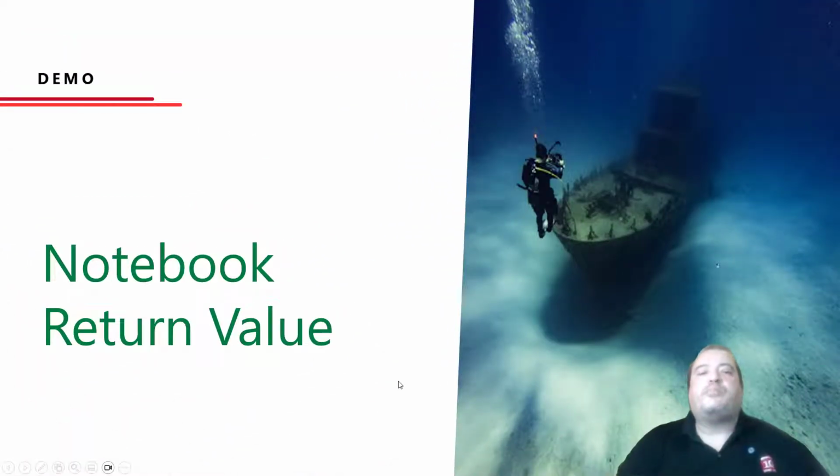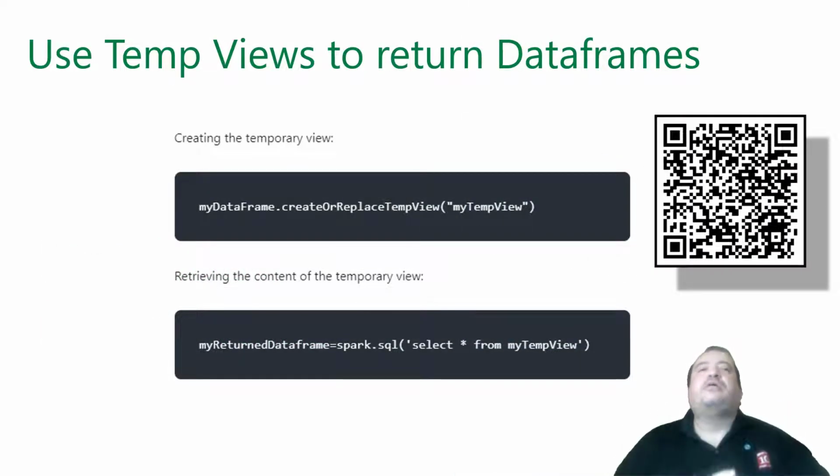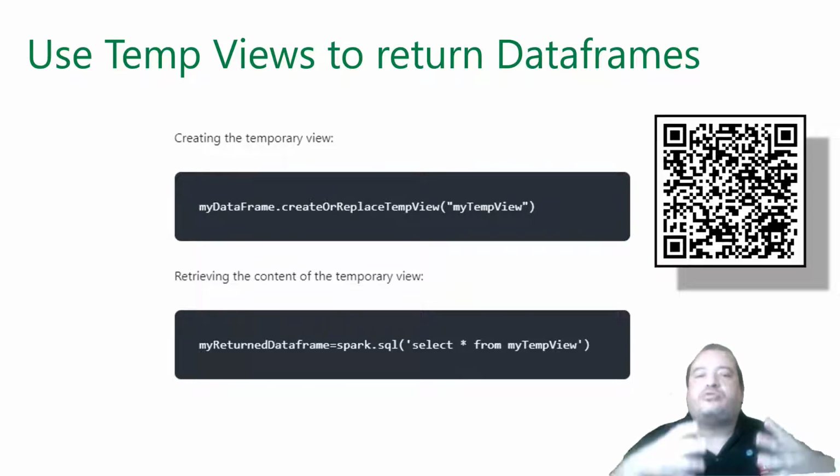Back to our PowerPoint. What if I would like to return more complex values? What if I would like to return a data frame? That's more complex, but we can use temp views, for example. I already wrote an article about this. You can see here on the site that I wrote an article about how to use temp views to return values. We can create a temp view from a data frame and we can get the result back from the temp view.